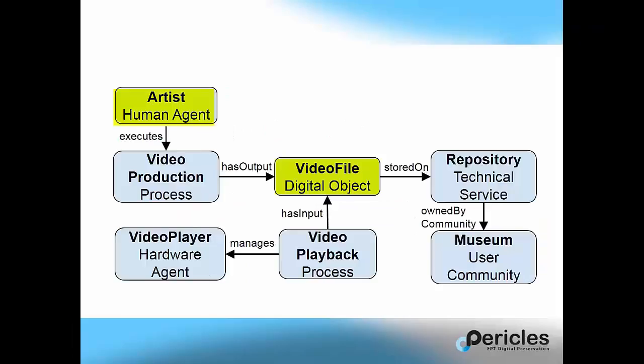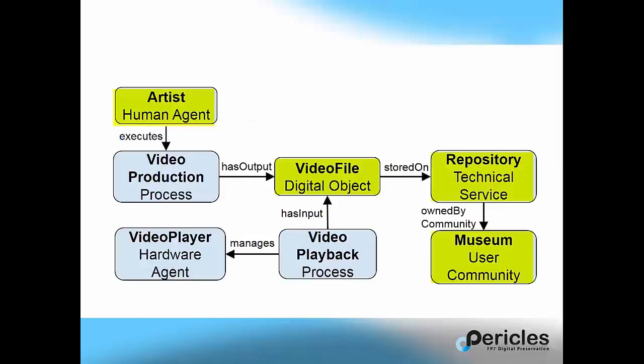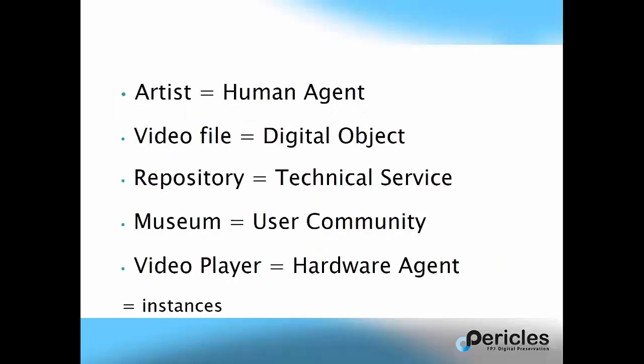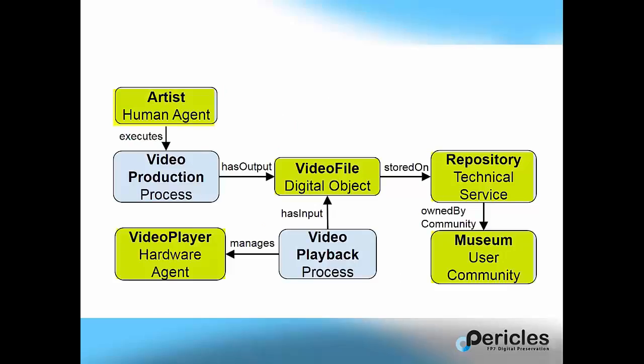Then we match the repository, which we consider a technical service. In the DEM, the museum corresponds to user community. Last, we have the video player. The matching entity is hardware agent. Now we need the main actions that are carried out: video production and video playback. In the DEM, the matching entity for both actions is process.